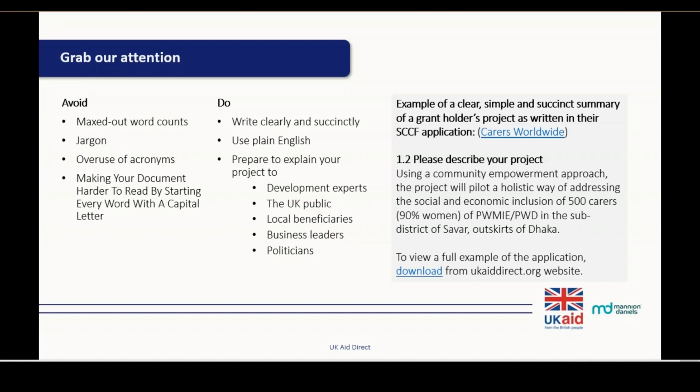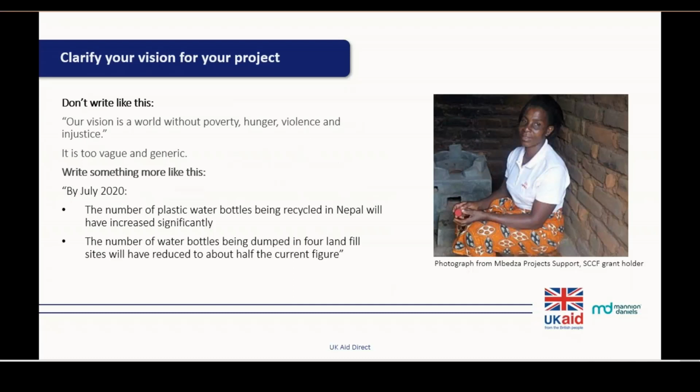One of the biggest things I see in feedback from reviewers is that it's very clear applicants understand their project through and through, but they sometimes assume that the person reviewing understands all elements of it, and they don't necessarily clearly outline the backstory or the experience that they have. So do make sure you are not making those types of assumptions. Think about the vision for your project. Don't just write something very generic like the example there. It's far too vague.